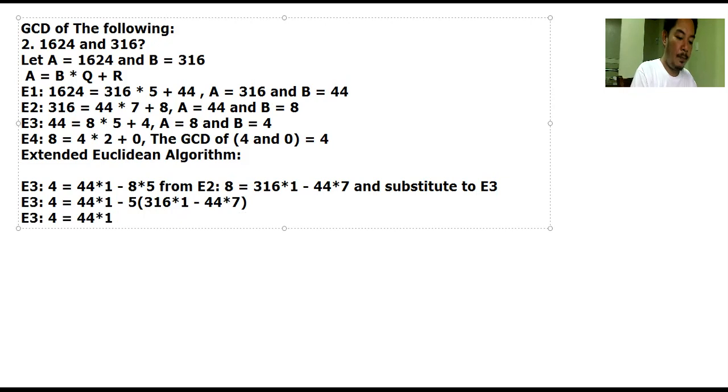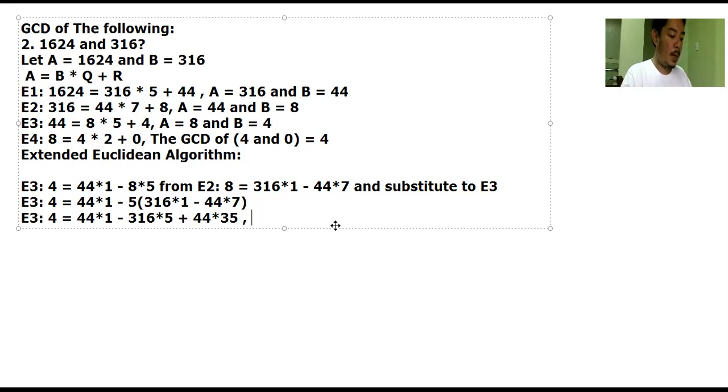Tapos, negative 316 asterisk 5 na siya. Minus, so magiging plus 44 asterisk 5 times 7. 5 times 7 is 35. Yan na po. And then, sa ito meron tayong 44 eh. Si 44, sa E1. Sa E1 ay ano, si 44.